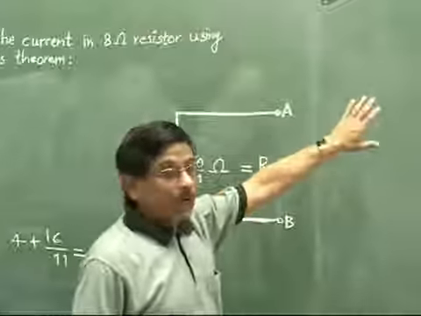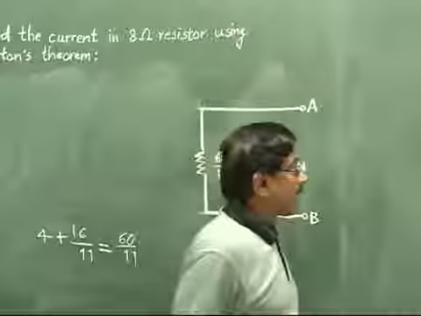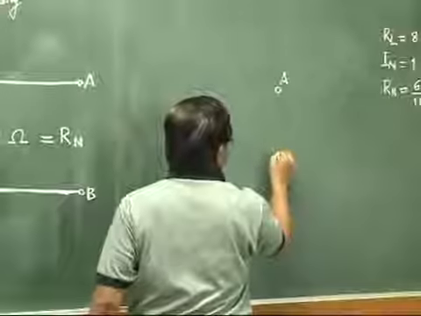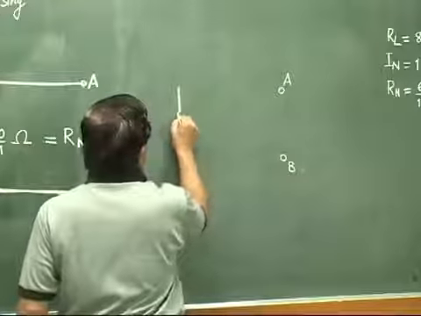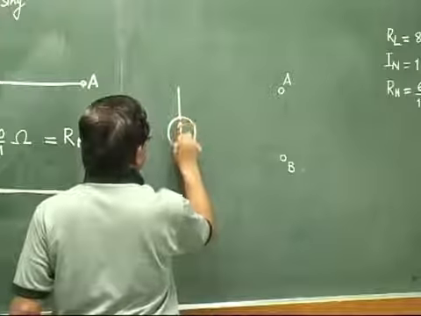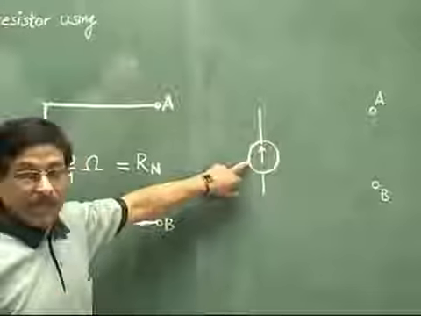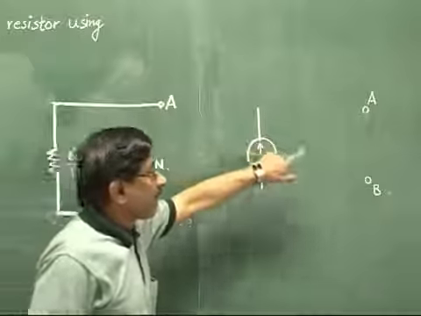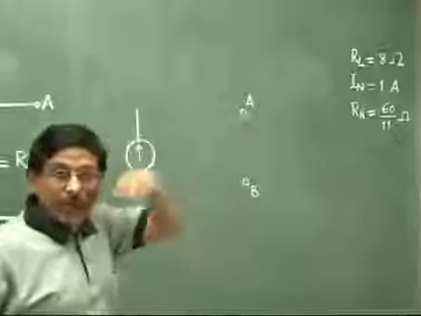Now we have calculated all the parameters which are required by us. Let us draw the equivalent diagram. Now the diagram would be like this. Our 2 points A and B. Then here I will show the current source. Now why only this direction? That is the question. Because we have already obtained a result that the current 1 ampere was flowing through the shorted link from A to B.